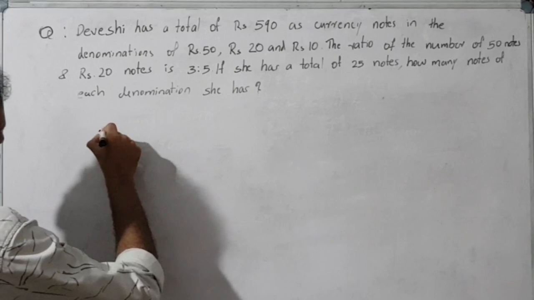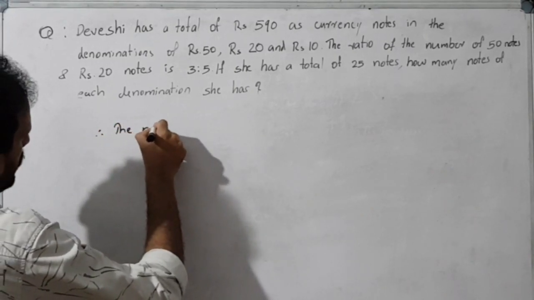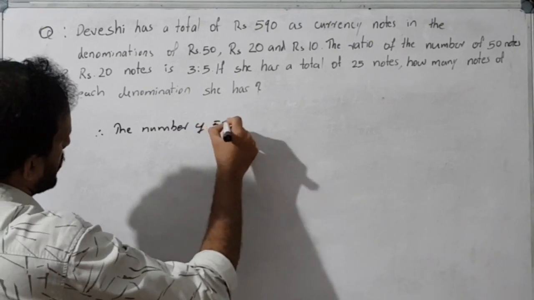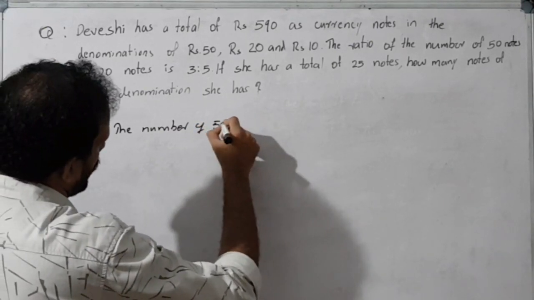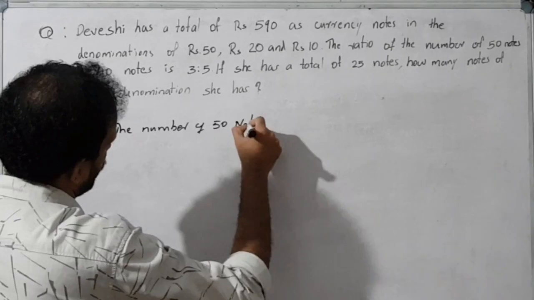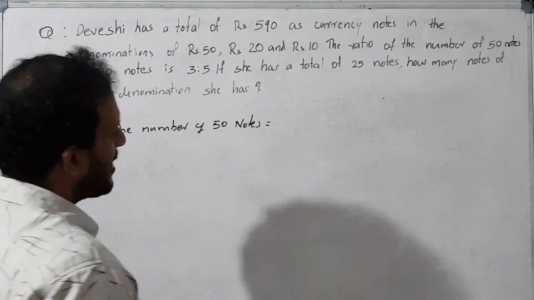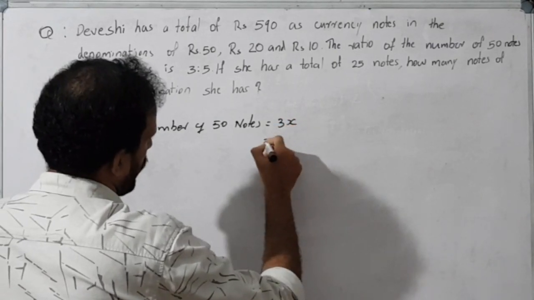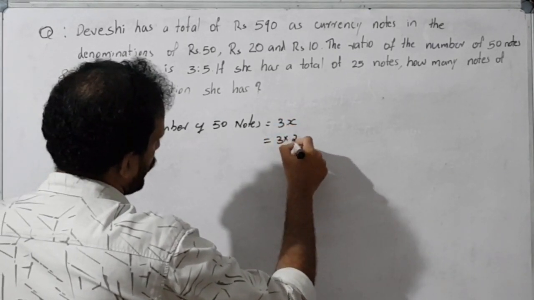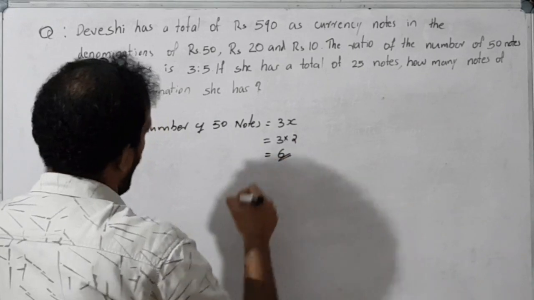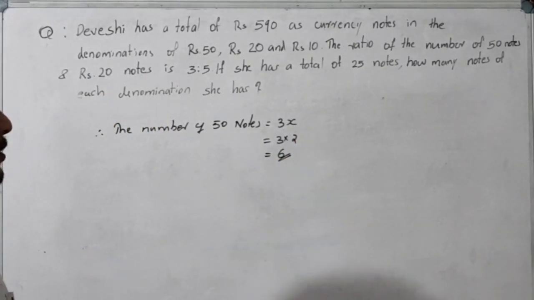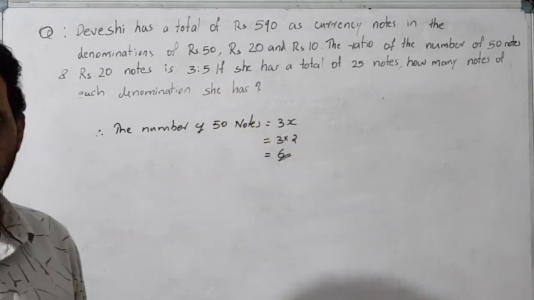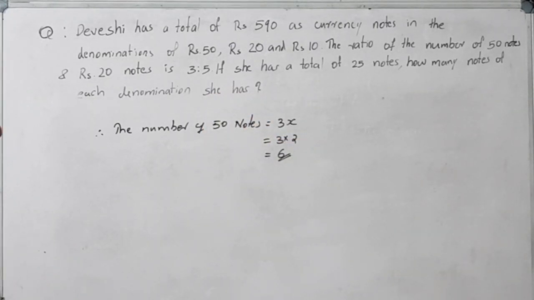Therefore, the number of 50 rupee notes is equal to, that is 3x, correct? 3x is equal to 3 into 2 is equal to 6. Then how many 50 rupee notes do we have? She has 6 fifty rupee notes. Okay.